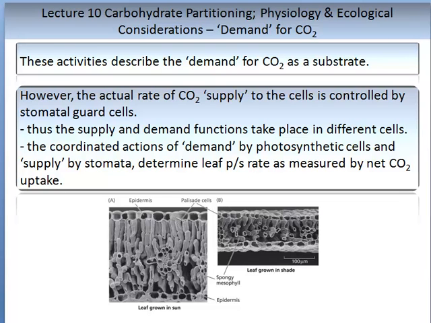However, the actual rate of carbon dioxide supplied to the cell is controlled by the stomatal guard cells. Thus, the supply and demand functions take place in different cells. The coordinated actions of demand by photosynthetic cells and supply by stomata determine the leaf's photosynthetic rate, as measured by the net carbon dioxide intake.